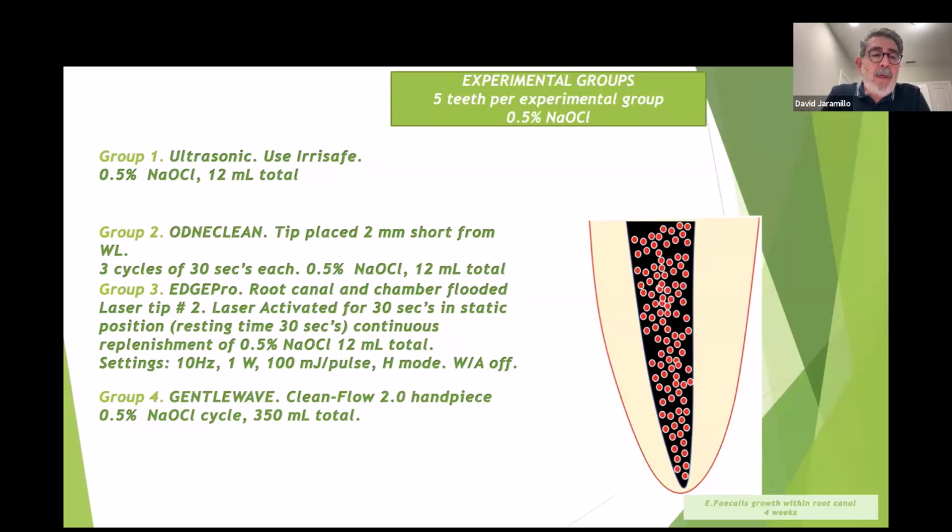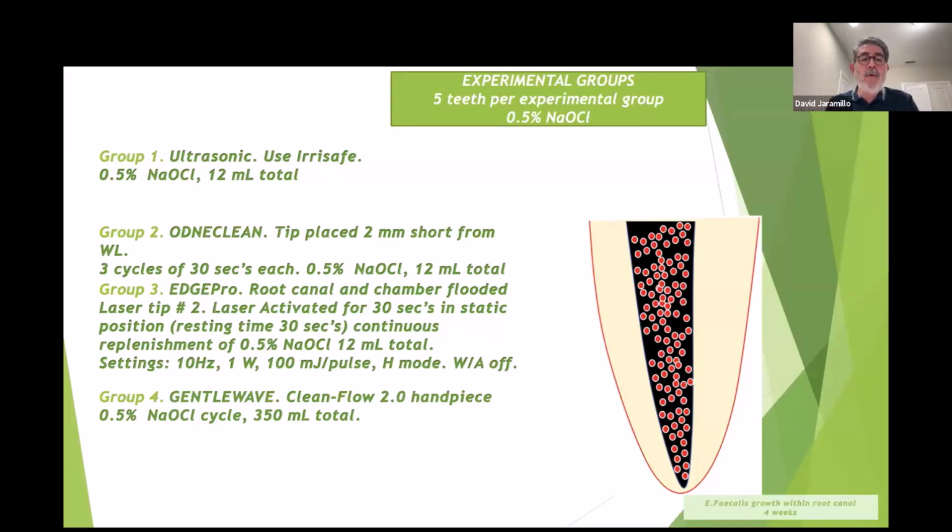Then group 3, we used the Edge Pro. We flooded the pulp chamber and we used a number 2 laser tip, and we activated it for 30 seconds in a static position, then resting 30 seconds, and then continuous replenishment of the solution until we got 12 ml total. And the settings, well, you know that the people who use the Edge Pro know that each step has different parameters, so we move the parameters accordingly.